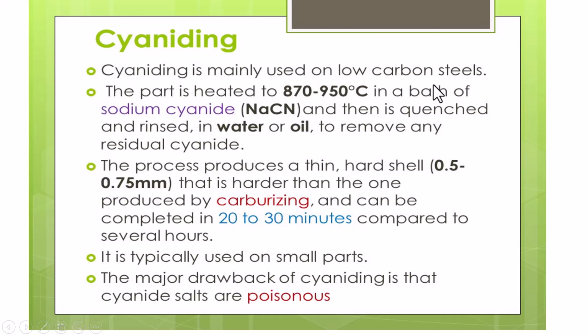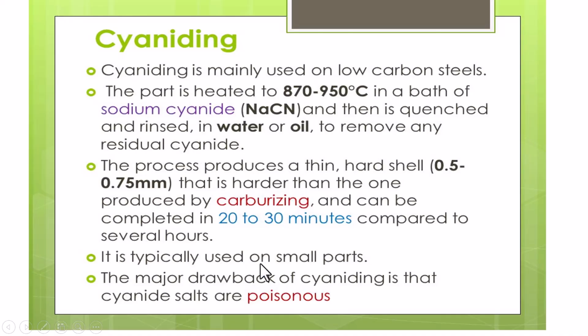Cyaniding is mainly used on low carbon steel. The part is heated to 870 to 950 degrees Celsius in a bath of sodium cyanide, and then it is quenched and rinsed in water or oil to remove any residual cyanide. The process produces a thin, hard shell, 0.5 to 0.75 mm, that is harder than one produced by carburizing. So cyaniding produces a harder case than carburizing and can be completed in 20 to 30 minutes compared to several hours.